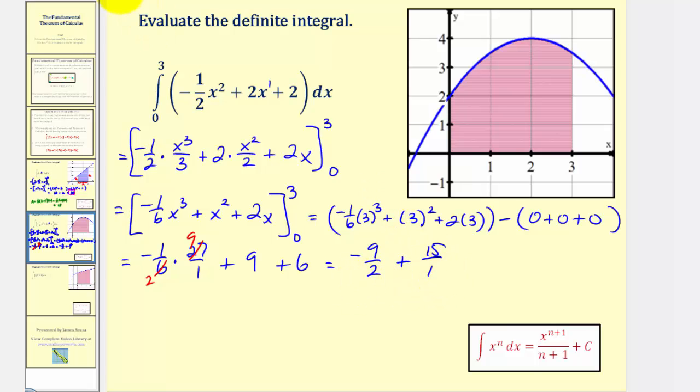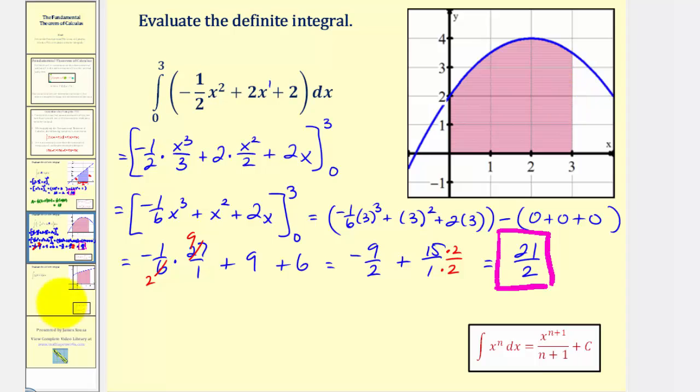The common denominator is 2, so we'll multiply 15 over 1 by 2 over 2. So we have negative 9 halves plus 30 halves, which is 21 halves. So this is the value of the definite integral. And because the integrand function is non-negative on the closed interval from 0 to 3, the area of the shaded region is 21 halves square units, or 10 and a half square units.